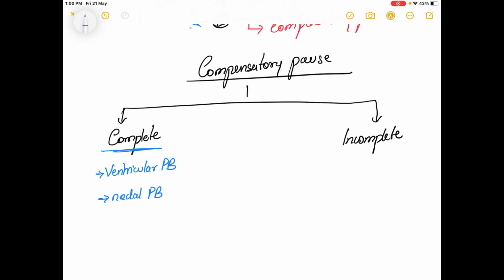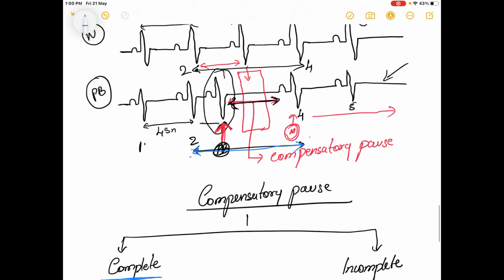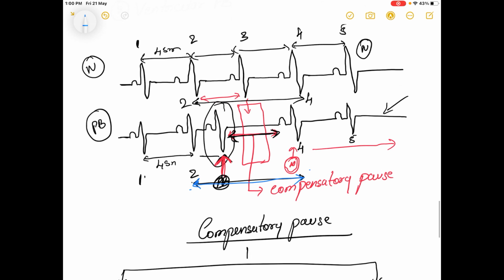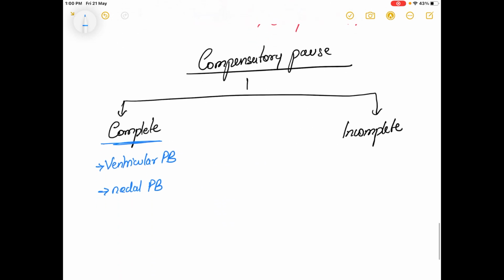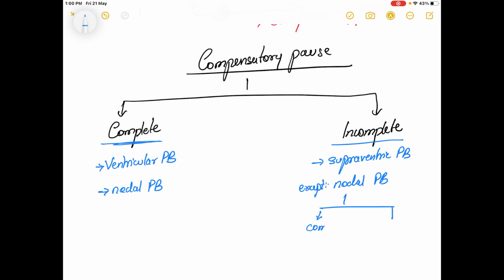Now, incomplete pause. In an incomplete pause, even though the pause is there, this distance is not maintained. For example, the next sinus wave would have occurred somewhere here. So this pause is not compensating completely. It is called incomplete compensatory pause, seen in supraventricular premature beats, with the exception that nodal premature beats can be complete or incomplete.